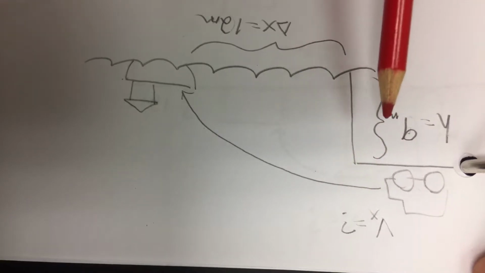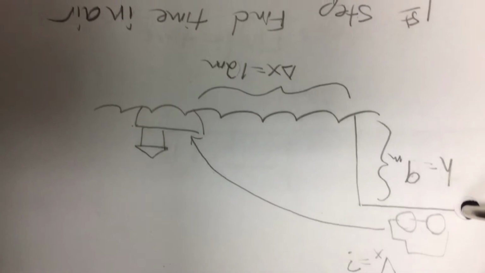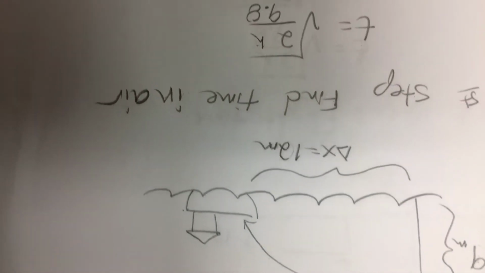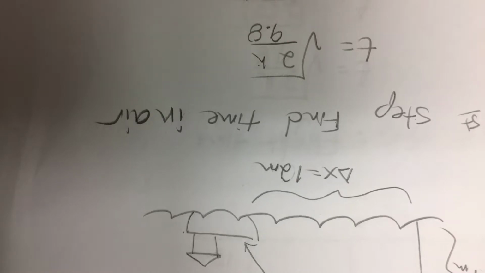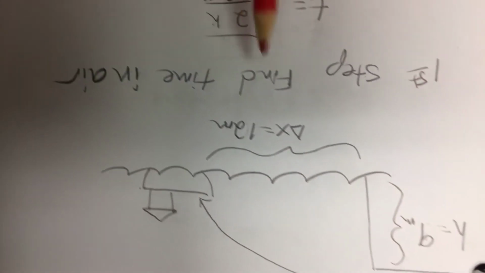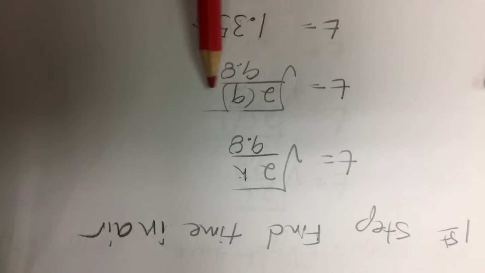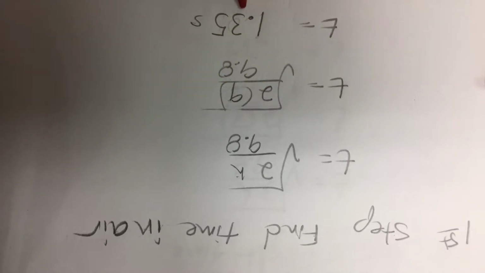The equations, though, that we're going to be using are the exact same as we did in the previous problem. The first step, find the time in the air. And we use the time to drop equation for that, square root of 2h over 9.8. The height of the cliff, once again, is 9 meters, so we put that in for the h. Square root of 2 times 9 divided by 9.8 gives us an answer of 1.35 seconds.